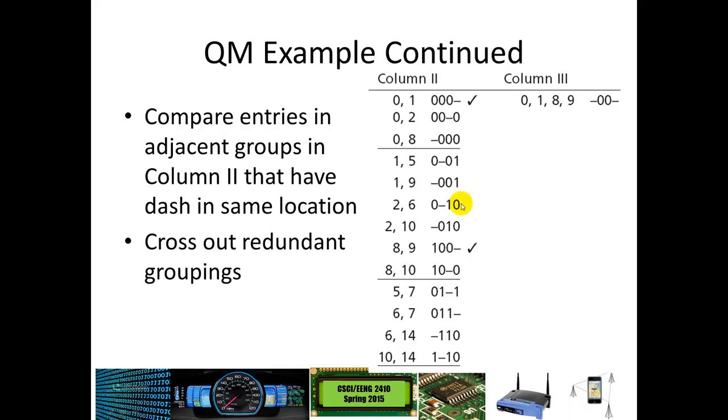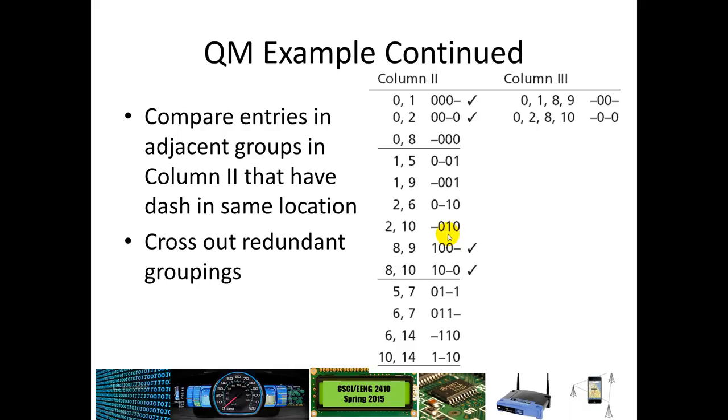Now we go to 0-2, and we need to look for anything that has a dash in the second column from the right. And what we notice is that it can be combined with 8 and 10. So 0-2, 8 and 10, we check off the 0-2, check off the 8-10. And that's the only thing in this second group that has a dash there.